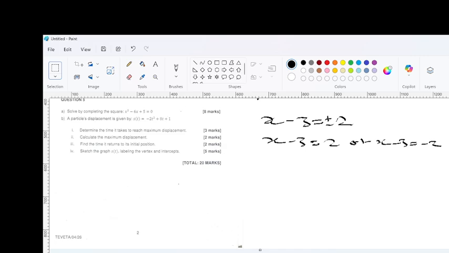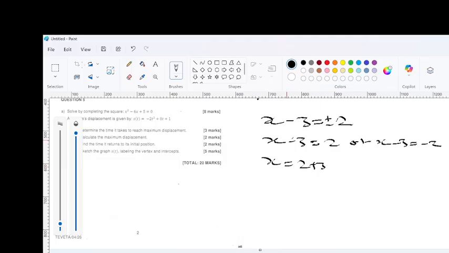So what is x? We collect like terms, so x equals 2 plus 3. If this 3 goes to the other side, it becomes positive, or x equals negative 2 plus 3. So x equals 5, or x equals 1. These are the values of x, and this is how we solve using completing the square.